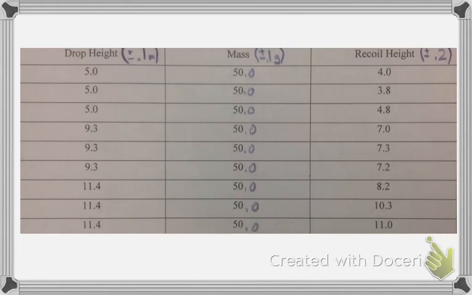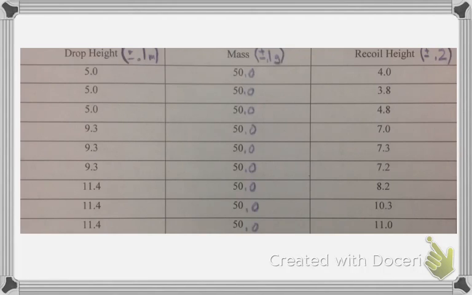The question that I wanted to investigate was, how does the drop height affect the recoil height of a bouncy ball? And in order to do that, I picked some different heights, so that was my independent variable. As you can see in this column over here, I have a whole bunch of different heights. And I wanted to see how the recoil height, my dependent variable, changed.